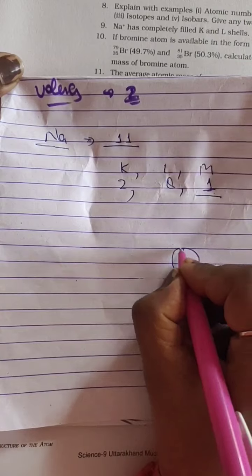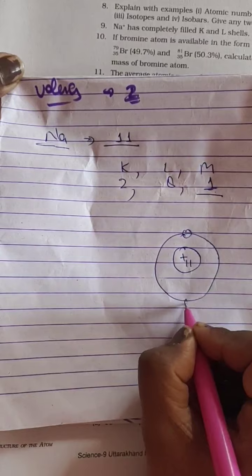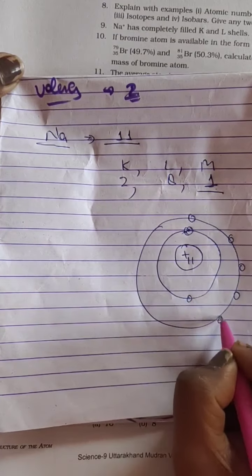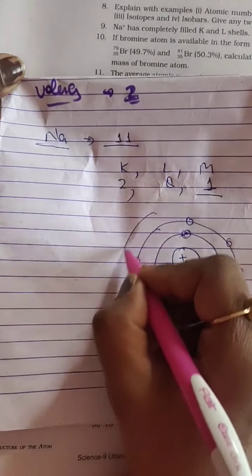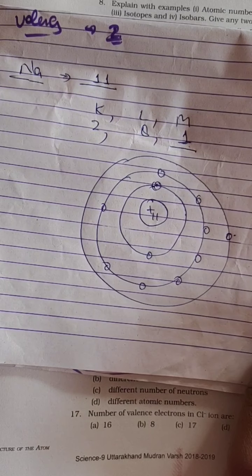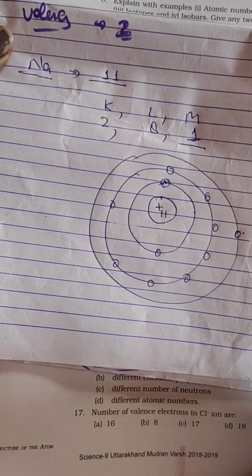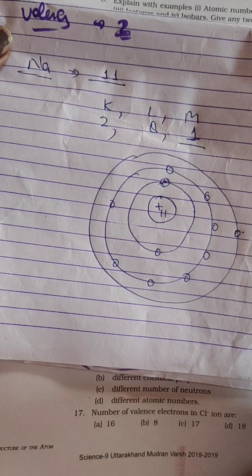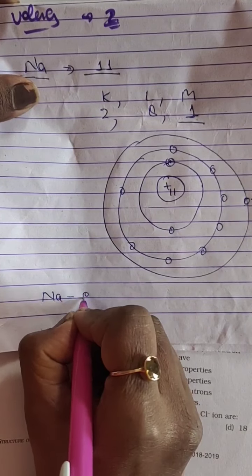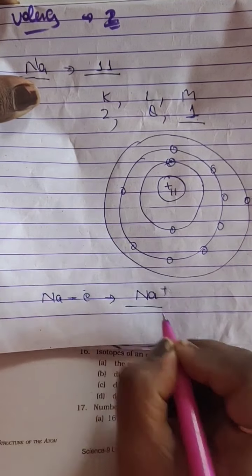If you draw the structure, nucleus, so it has protons and 2 electrons here, and then 8 here, and in the outermost shell 1 electron. So it is not stable because it has 1 electron in its outermost shell, and to be stable it has to have 8 electrons in its outermost shell, but it is not possible to gain 7 electrons, so it will donate 1 electron. So sodium will donate 1 electron and will become a sodium ion.